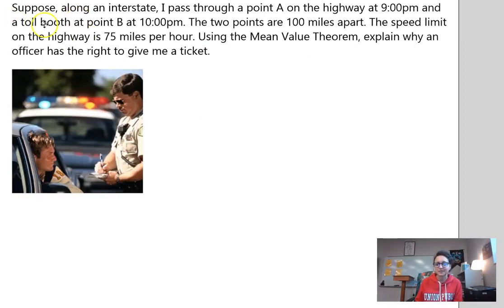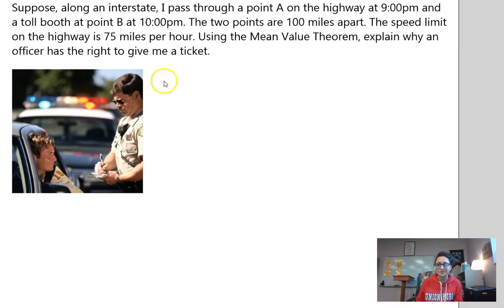So let's read this scenario. Suppose along an interstate, I pass through a point A on the highway at 9 p.m. and a toll booth at point B at 10 p.m. Let's say the 2 points are 100 miles apart. The speed limit on the highway is 75 miles per hour. Using the mean value theorem, or MVT, explain why an officer has the right to give me a ticket.